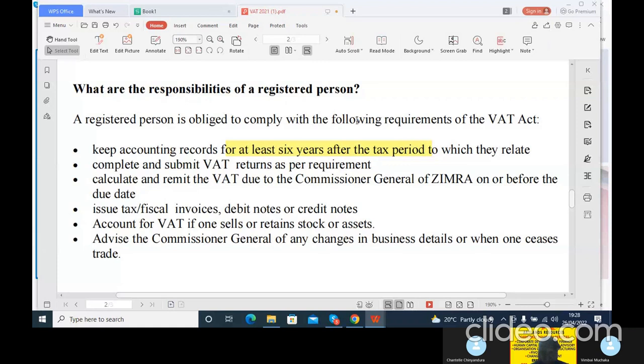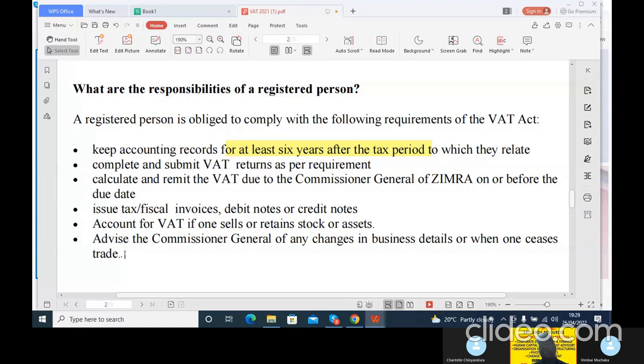To advise the Commissioner of any changes in business details or when one ceases to trade. Unofanina ukasiza ku trade, actually unofanina ku akuza commissioner within 21 days from the cessation of trade. What to go to a change a branch, what close a branch, one open a room. What are close on us, we have to notify the commissioner of these changes within 21 days.